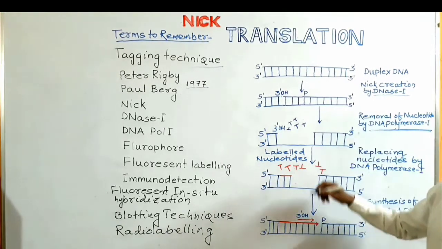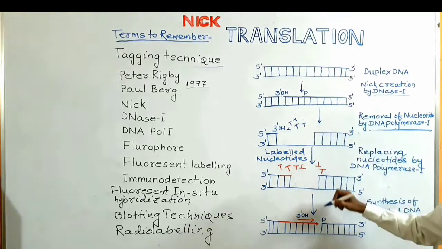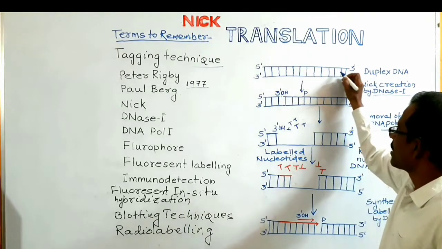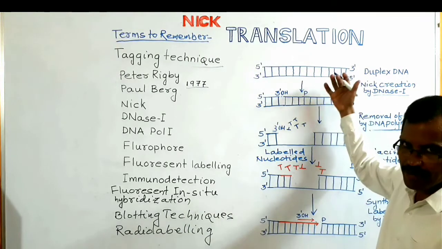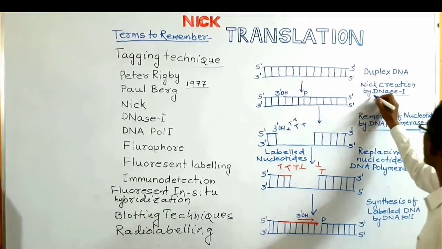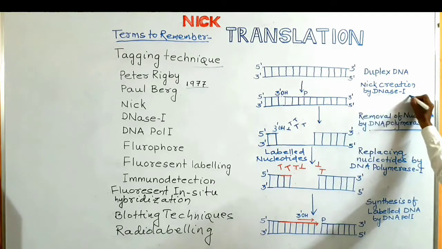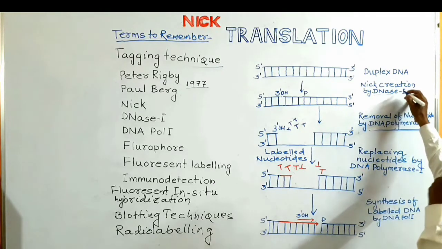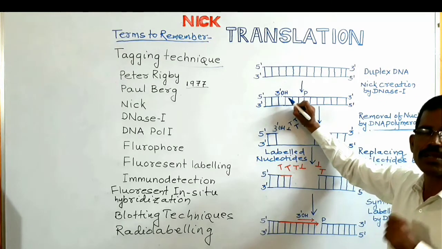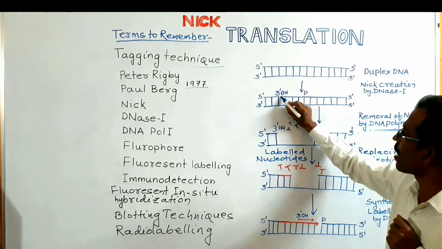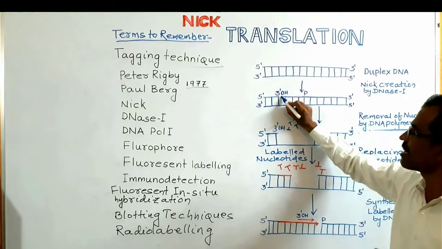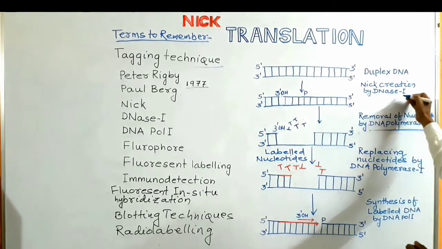Friends, this diagram clearly describes the process of Nick translation. This is a double-stranded DNA molecule which is unlabeled. First of all, this double-stranded DNA molecule is treated with the enzyme DNase 1. DNase 1 introduces a small single-stranded break in only one strand of the DNA molecule. So this is the small single-stranded break which is also known as Nick. This Nick has been introduced by the enzyme DNase 1.